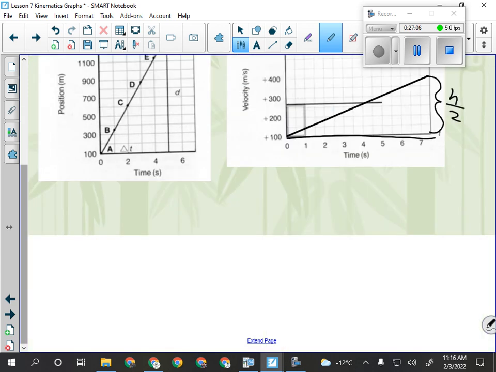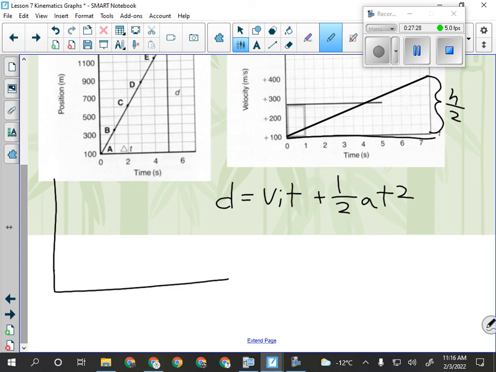When we start talking about acceleration, we're also going to look at a new acceleration formula, and it looks like this. This formula calculates the displacement of an accelerating object, and it does it using what we just did.